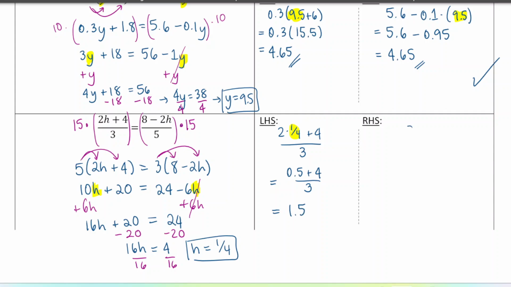Okay, let's check the right-hand side. We have 8 minus 0.5 over 5. So we have 7.5 divided by 5, which is also 1.5. So we see the right-hand side is equal to the left-hand side when we substitute 1/4, so we know we've got the equation correct.